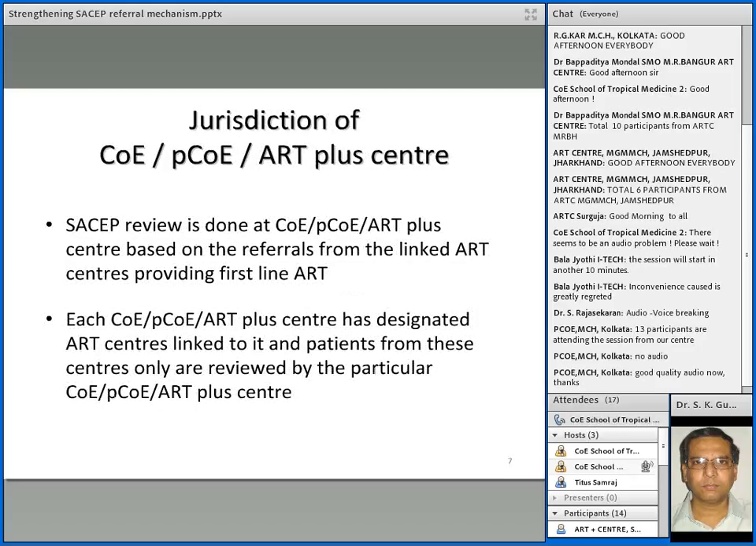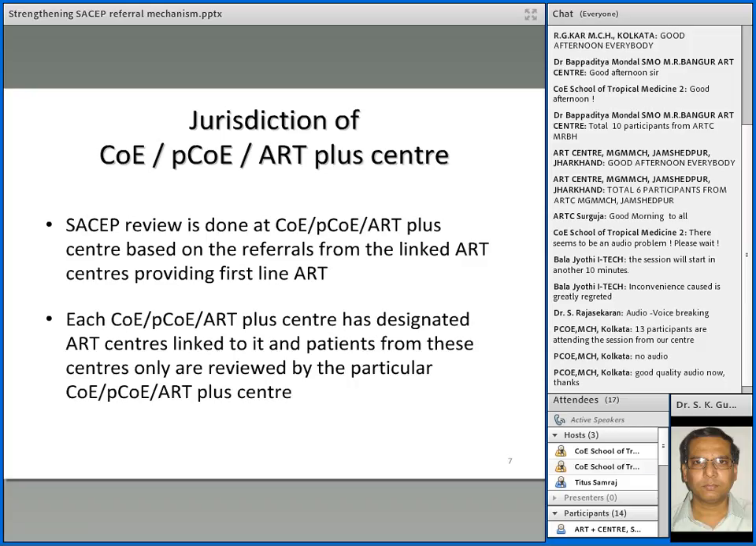Now coming to the jurisdiction of the COE, PCOE and the ART plus centers, SACEP review is done in these facilities based on the referrals from the linked ART centers providing first-line ART. So there is a definite linkage plan that has been designated by the National AIDS Control Organization with each COE or PCOE or ART plus centers. So they have got designated ART centers linked to it, and patients from these centers only are reviewed by the particular COE or PCOE or ART plus center.